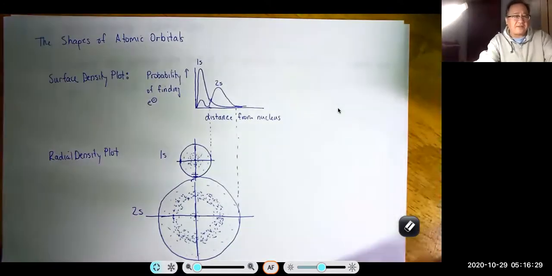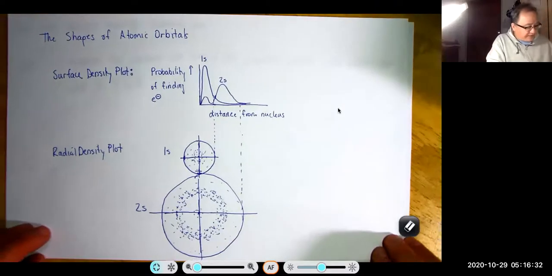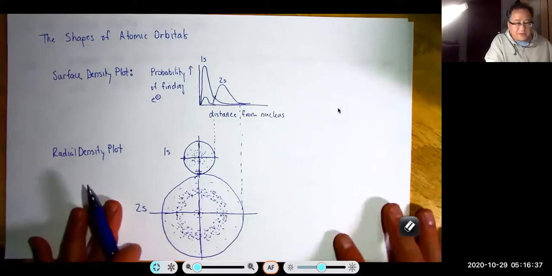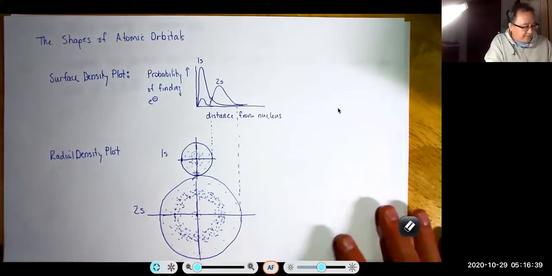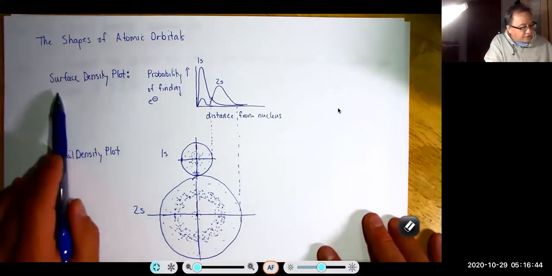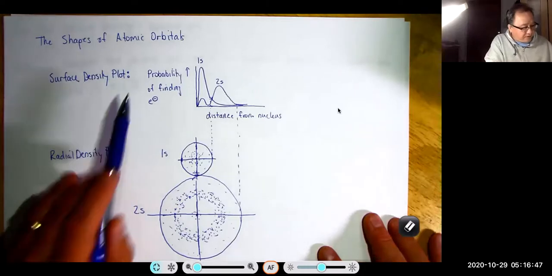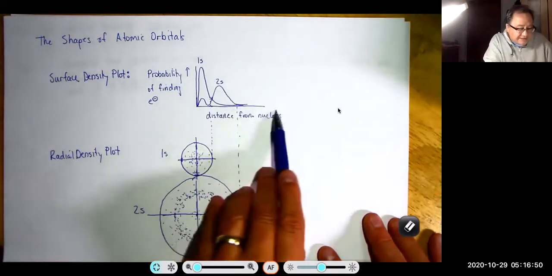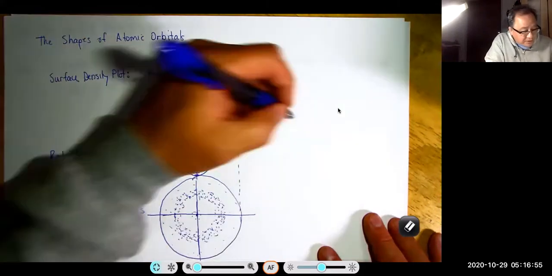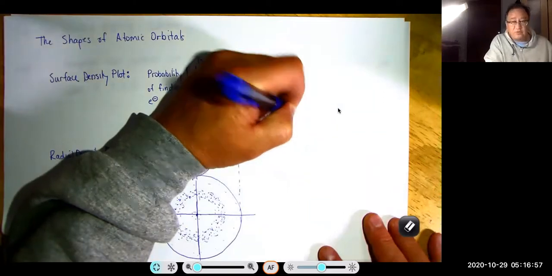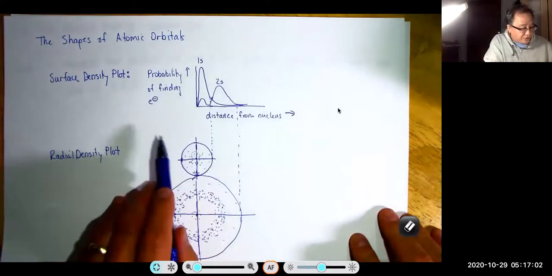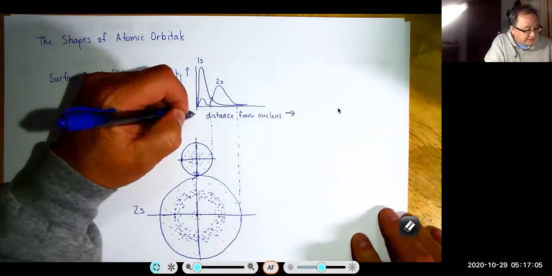So let's take a look at the shapes of atomic orbitals and see why it looks like a sphere or something like this. We're only going to do this with S-type orbitals because it's by far the easiest to deal with. So here we have something called a surface density plot. So this x-axis is the distance the electron is from the nucleus. So here I'm going to put a little arrow there, which means that when you go to the right, it's farther from the nucleus. And when you go to the left, it's closer to the nucleus. So this would be the nucleus.